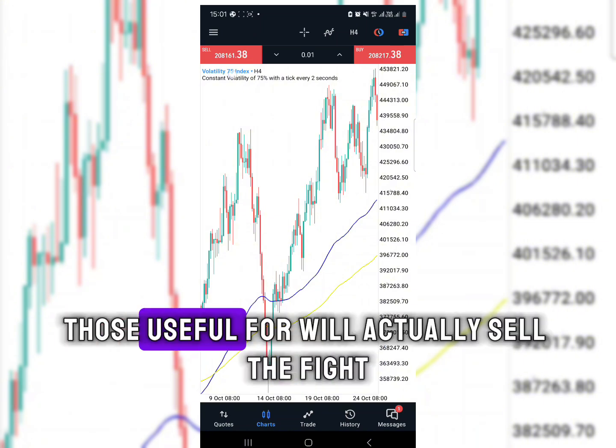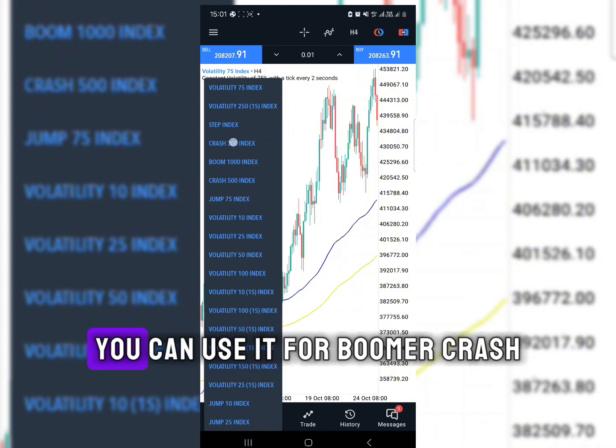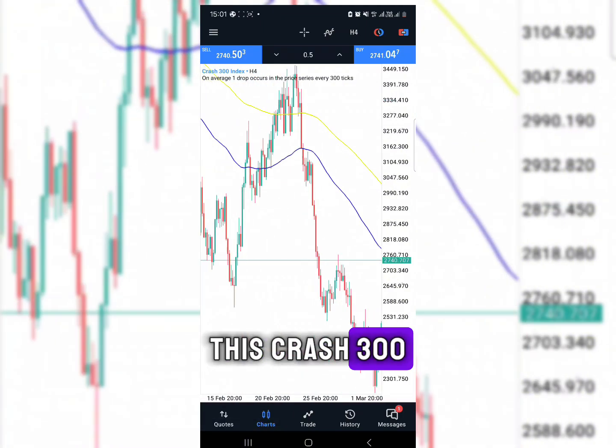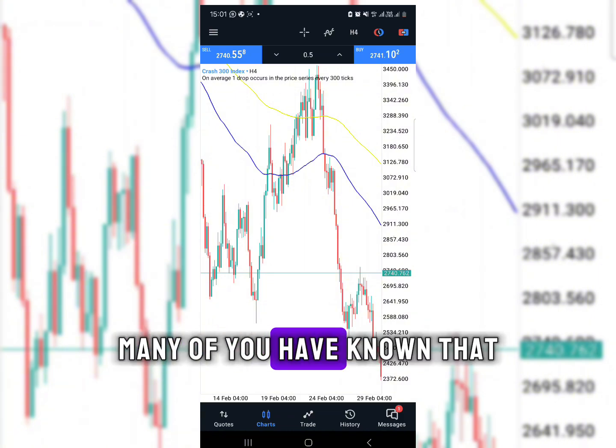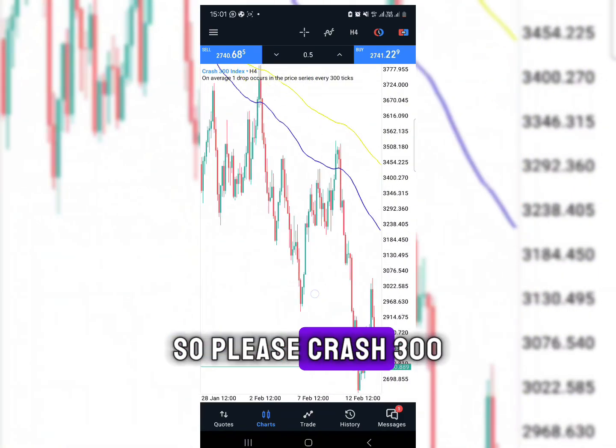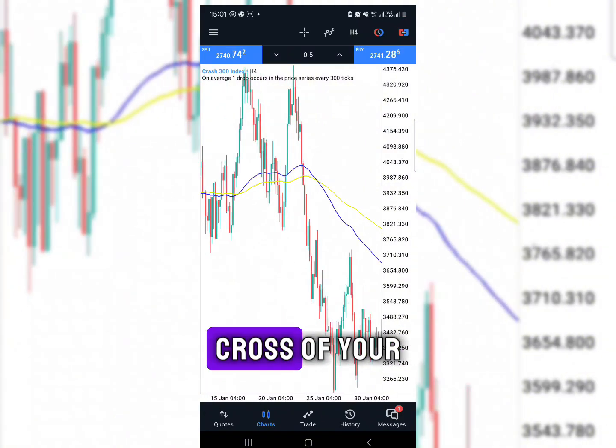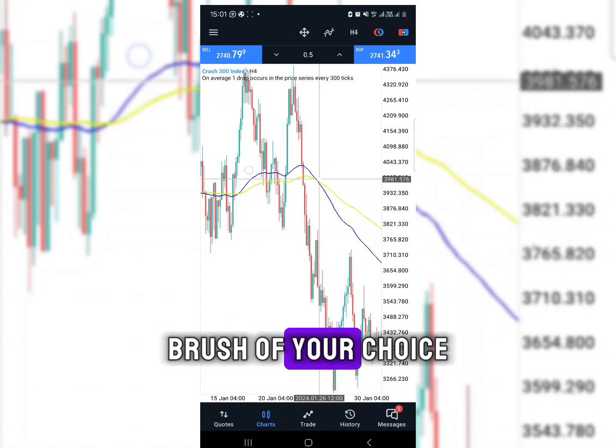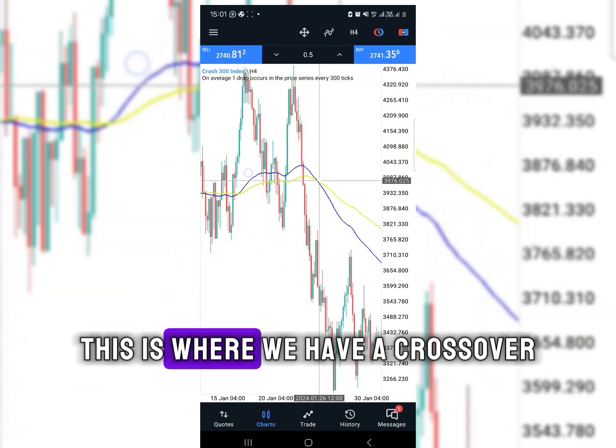This is not just useful for Volatility 75. You can use it for Boom and Crash. This is Crash 300. I love Crash 300. Many of you have known that. So this Crash 300, you can use any Crash of your choice. So this is where we have a crossover.